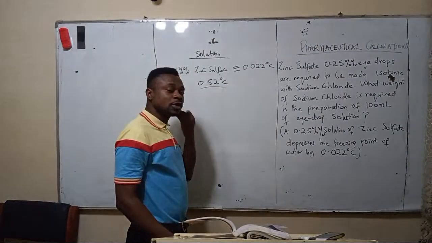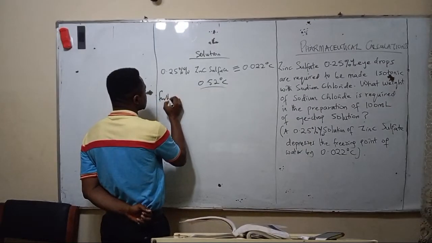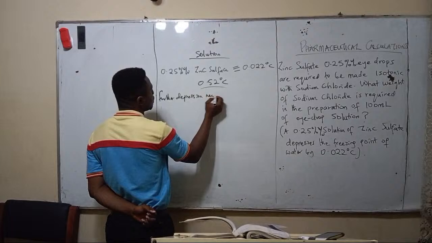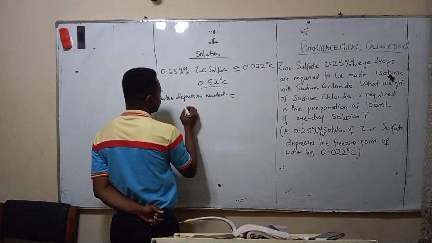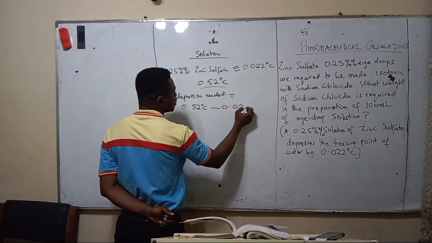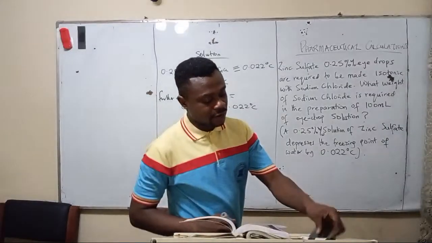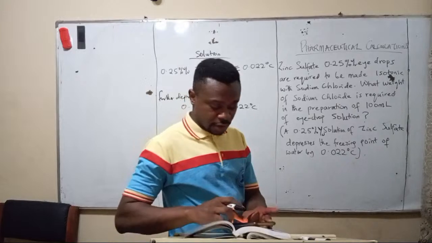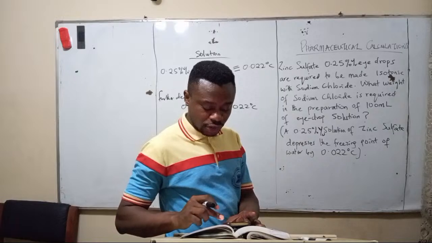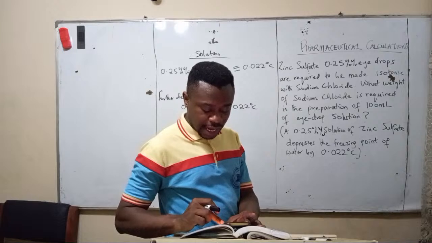To be able to do something, we need to get the further depression we need. So further depression needed is equal to 0.52 degrees Celsius minus 0.022 degrees Celsius. That's the further freezing point depression we need for this solution to be isotonic.